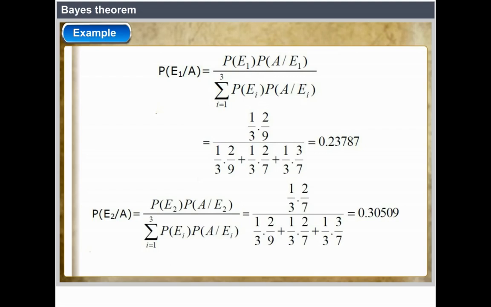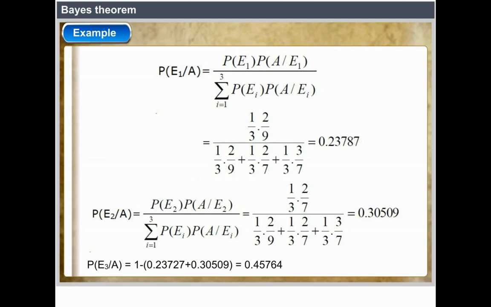P of E2 given A equal to P of E2 into P of A given E2 divided by summation i equal to 1 to 3 P of Ei into P of A given Ei equal to 1 by 3 into 2 by 7 divided by 1 by 3 into 2 by 9 plus 1 by 3 into 2 by 7 plus 1 by 3 into 3 by 7 equal to 0.30509. Then P of E3 given A equal to 1 minus (0.23727 plus 0.30509) equal to 0.45764.